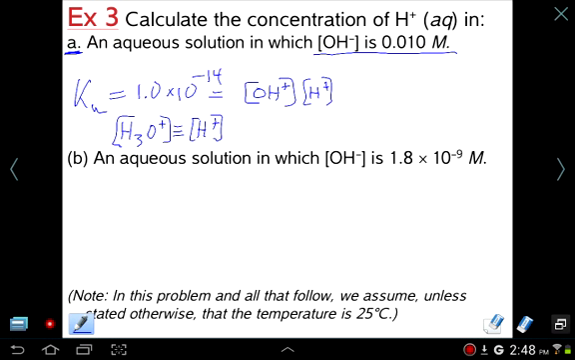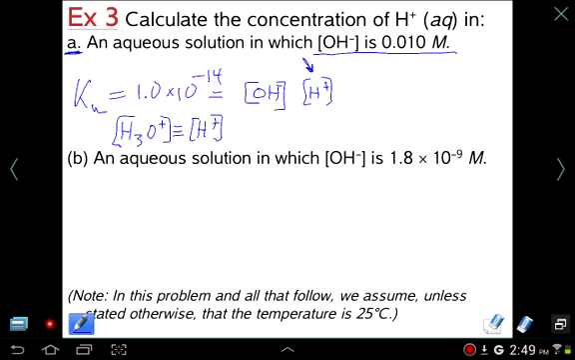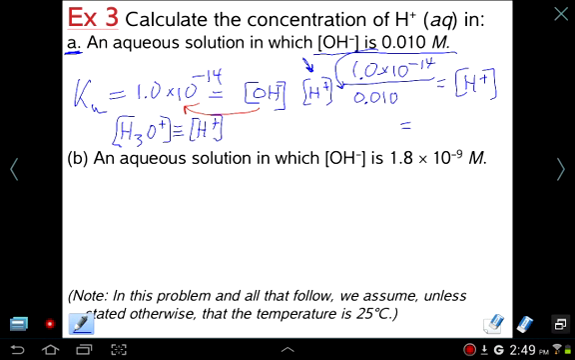What we want to do then is rearrange the equation to solve for H+, which means we're going to divide by the hydroxide ion concentration. Oops, I miswrote this. This should be a minus, not a plus. So let's bring the OH- to the other side, and we get 1.0 times 10 to the negative 14 divided by the OH- concentration, which in this case is 0.010, equals our H+ concentration. Try this in your calculator real quick, and you should get an H+ concentration of 1.0 times 10 to the negative 12th. And this is the answer.